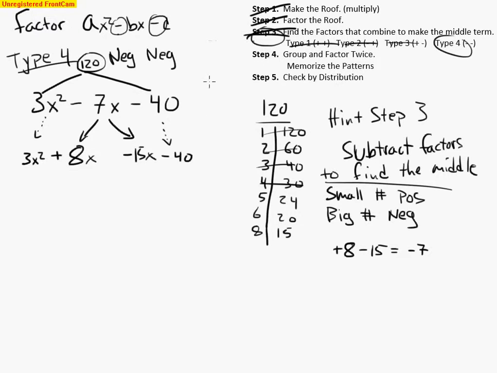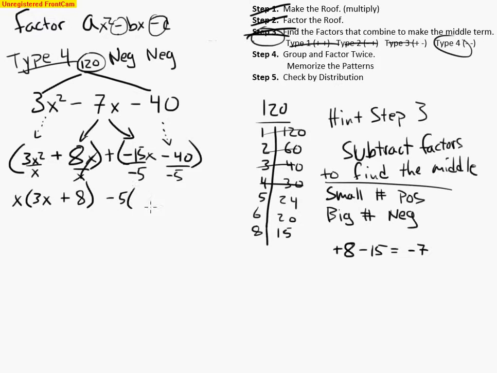Step 4, group and factor. Group, group, plus, now I need to factor. Can't take anything out of 3 and 8, so I'm just going to take an x. So I have an x outside. I'm going to still have my 3x and my 8. Here, I can take a negative 5 from both. So what I'm going to get is a negative 5 outside. 15 divided by 5, that's 3x. And then here, I'm going to have plus 8. Let's check. Step 4, done.